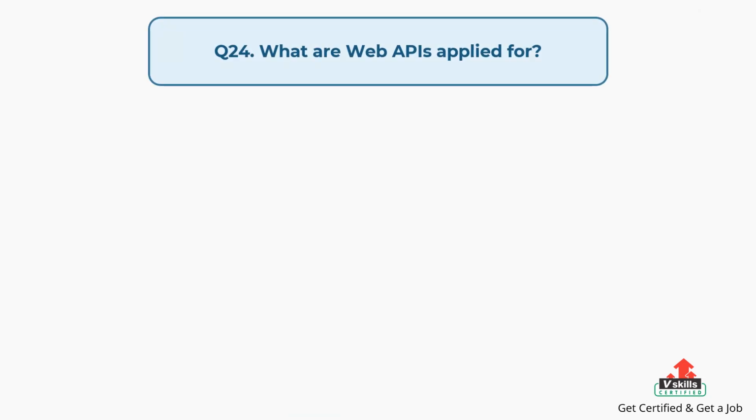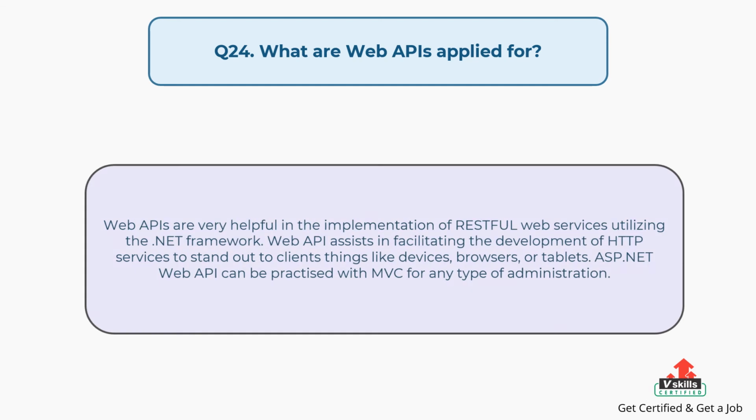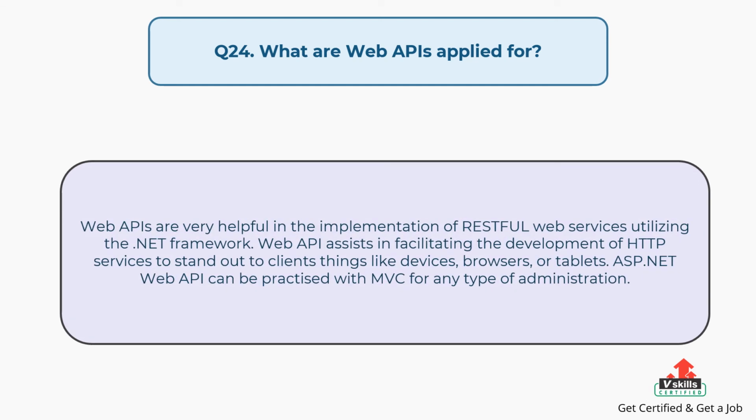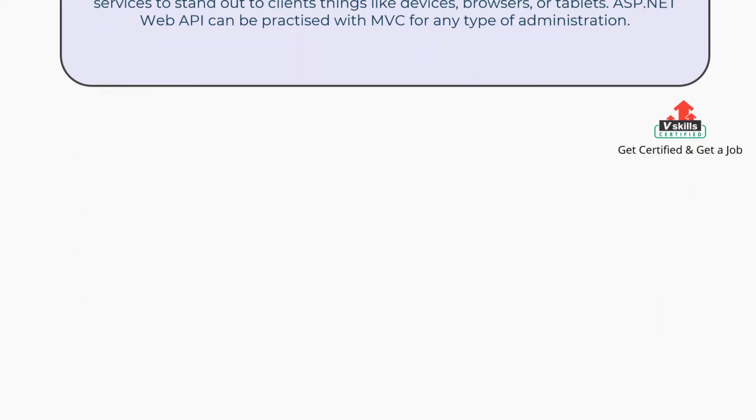Question number 24. What are web APIs applied for? The answer is: web APIs are very helpful in the implementation of RESTful web services utilizing the .NET framework. Web API assists in facilitating the development of HTTP services to reach clients, things like devices, browsers, or tablets. ASP.NET Web API can be practiced with MVC for any type of administration.